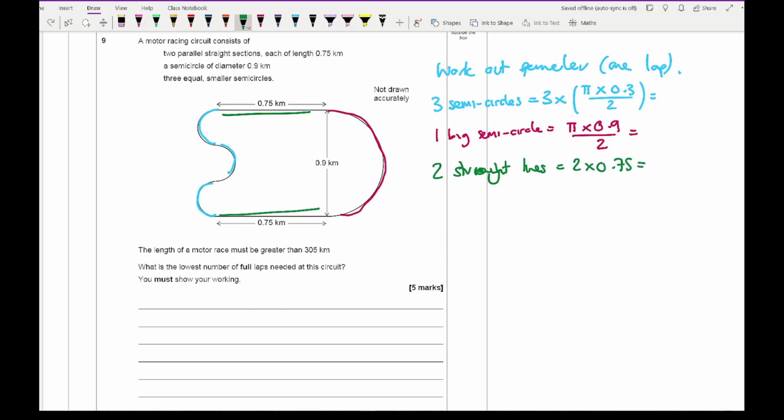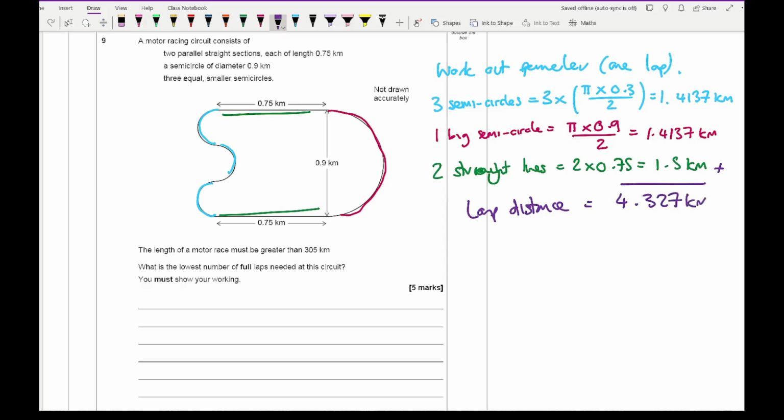And if I work out each of those bits individually, for the first 3 semicircles, it's about 1.413. For the large semicircle, I get 1.413. Makes sense that they're both the same. And for the two straight edges, 1.5. So if I add all of them up, I get that the lap distance is going to be equal to 4.327 kilometers. That's been rounded.